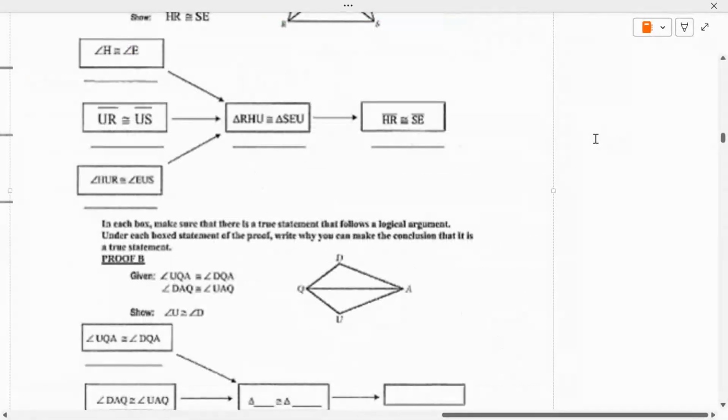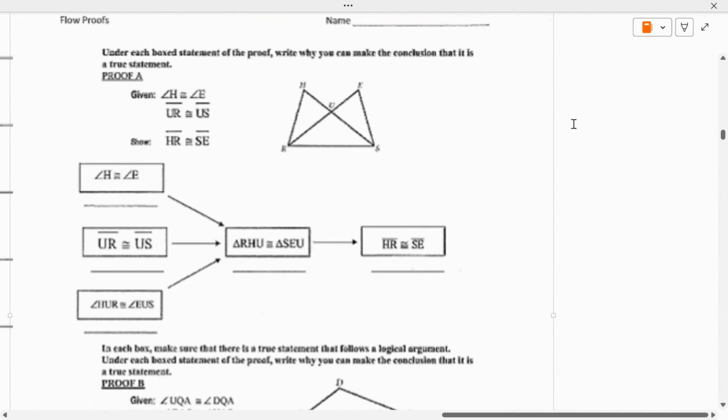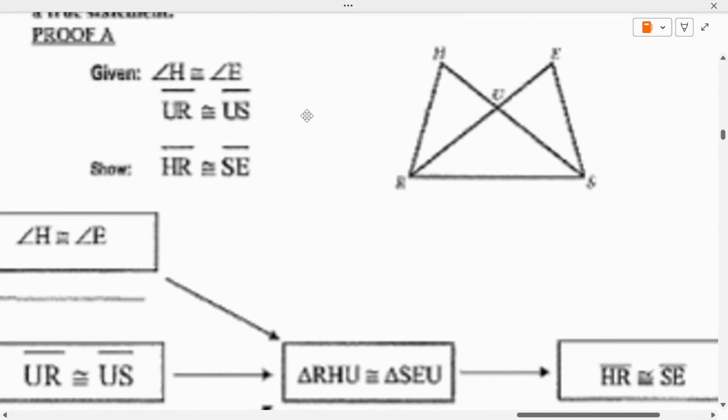All right. So let's look at this picture. Under each boxed statement of the proof, write what you can make a conclusion about that is a true statement. So the first thing that we're going to do is mark up our proof. Whenever you do a proof, you want to have a piece of paper or dry erase board out so that you can copy the image. Because the way that the proofs are, the pictures up here and all your statements are down here, and you keep scrolling back and forth, you just want to be able to look at the picture.